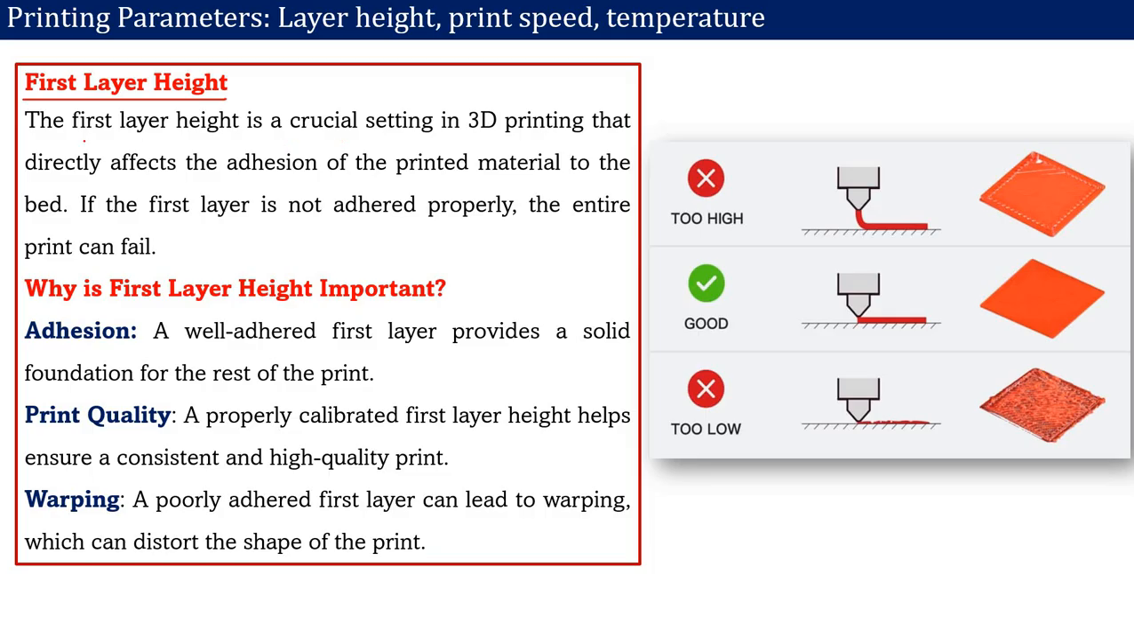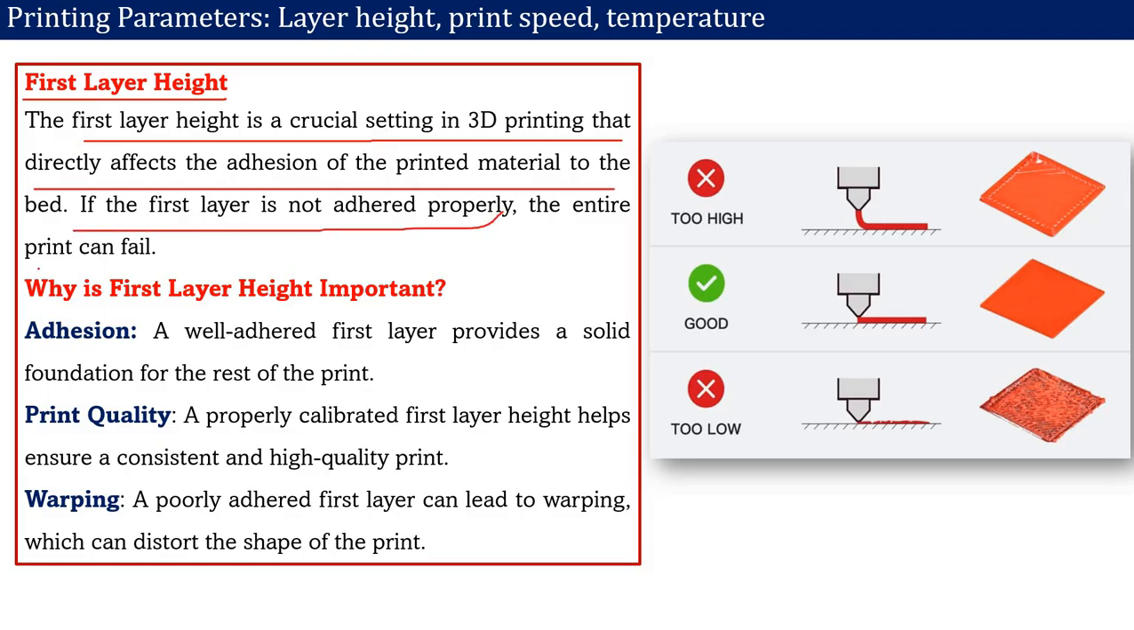So first layer height means what? The first layer height is a crucial setting in 3D printing that directly affects the adhesion of the printed material to the bed. If the first layer is not adhered properly, the entire print can fail. So the first layer height is very important. That means the first layer must get adhered to the bed. Adhered means it sticks to the printing bed. Otherwise, if it does not stick to the bed, the layers on top of it will get removed. So like this, this is the best one.